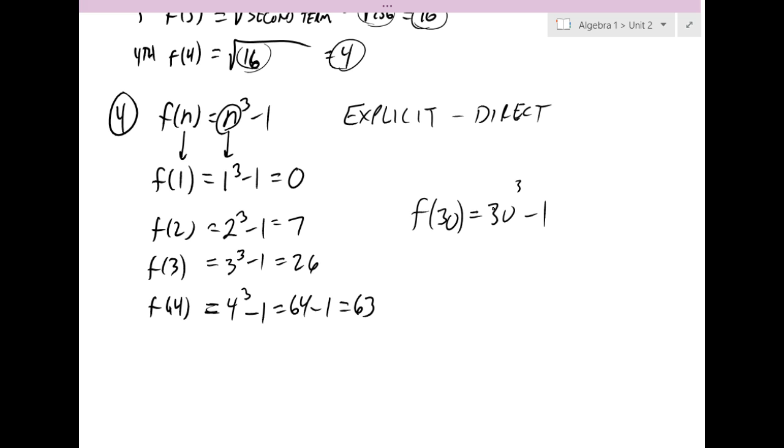So what's 30 squared? 900, and then times another 30 would be 27,000 minus 1. 26,999. Okay, good.